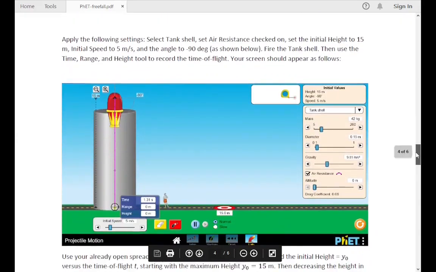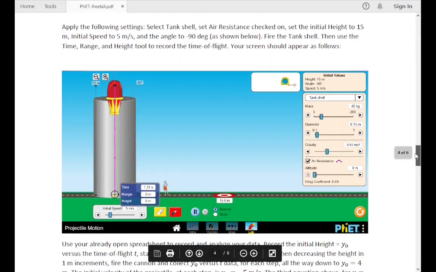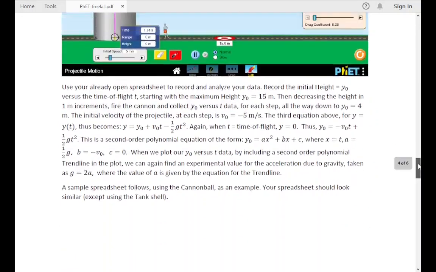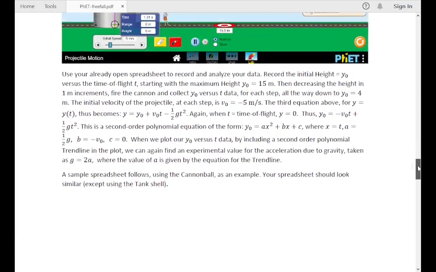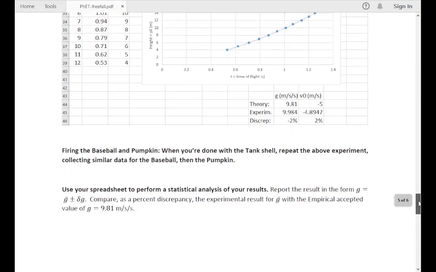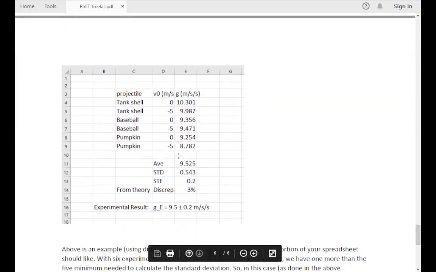Then we did the experiment again, where we shot it straight down, just turn it down to angle minus 90 degrees, shoot it down at 5 meters per second, collect our data for that. So we can do that for each projectile. You're going to do that for your 3 projectiles right here: tank shell, baseball, and pumpkin. That's going to give us 6 data points, or 6 results of the experimentally determined acceleration due to gravity. And we can go ahead and get the average of those results and take that as our experimental result.